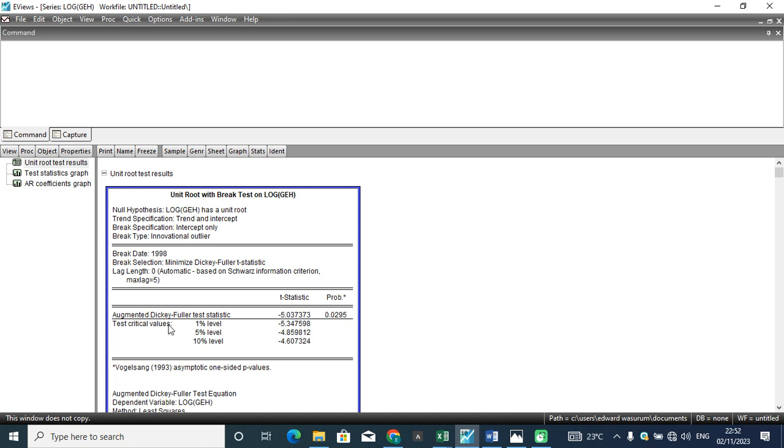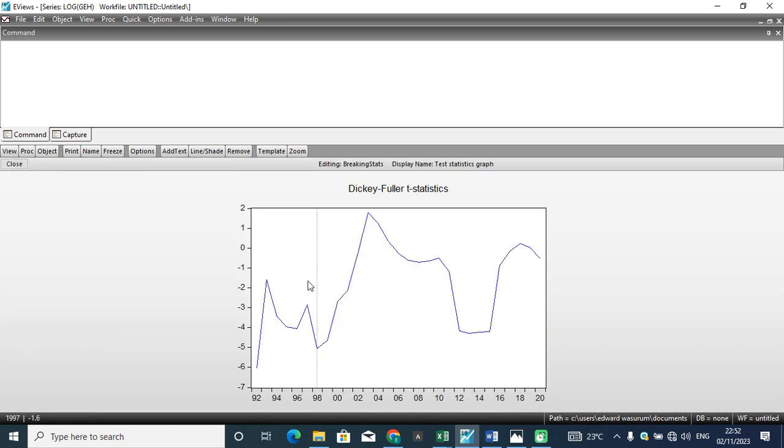If you also look at it critically, you see that this statistic in absolute terms is greater than the critical value at 5% in absolute terms. But our attention today is to identify the breakpoint. If you look at this section, we have the breakpoint: the break occurred in 1998. Break selection shows that the break occurred in 1998. Given this information, the researcher can go further by looking at the test statistics graph. This is the graph that shows the points at which the break occurred.